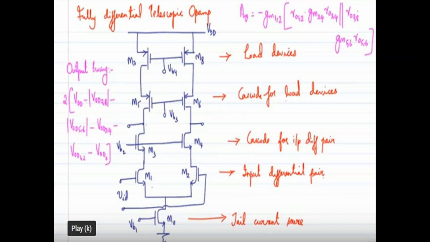For PMOS we consider the modulus voltage. So the output swing of fully differential telescopic op-amp is twice of VDD minus modulus of VOD7,8 minus modulus of VOD5,6 minus VOD3,4 minus VOD1,2 minus VOD0. Okay, so this is the output voltage swing. So this is about fully differential telescopic op-amp.